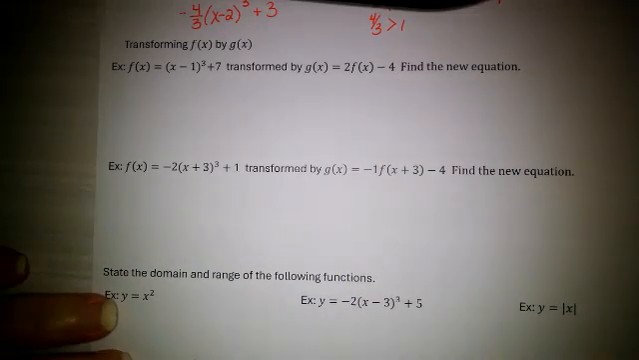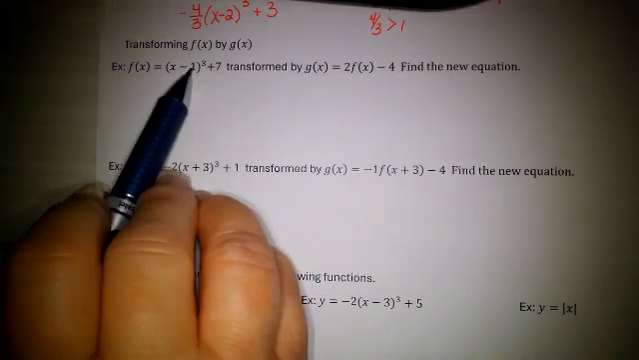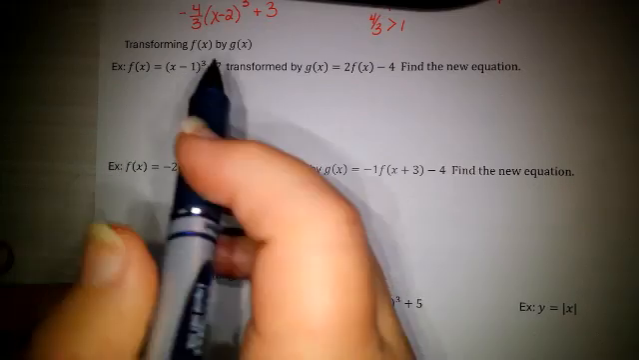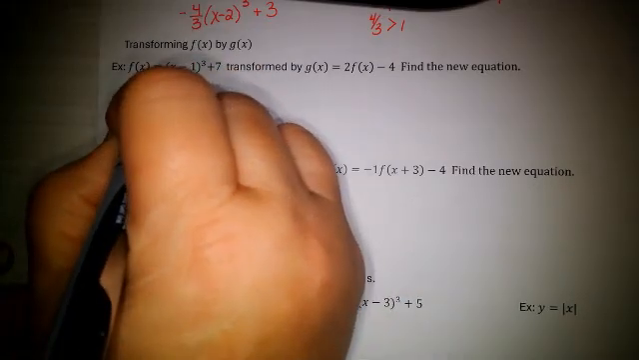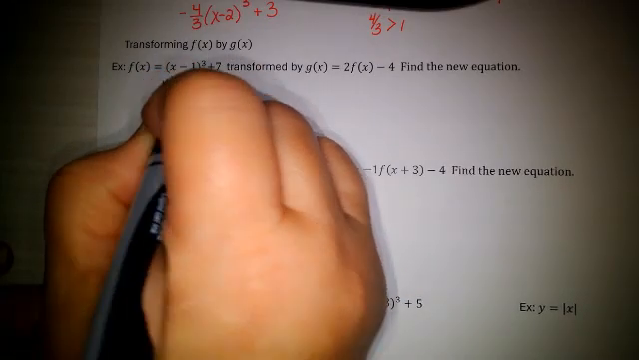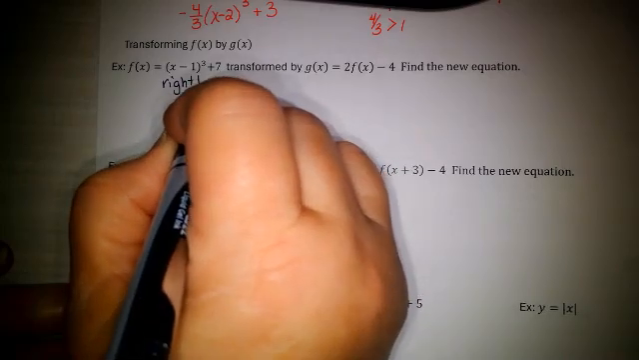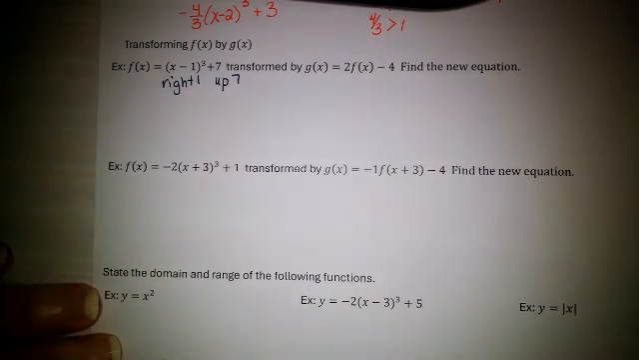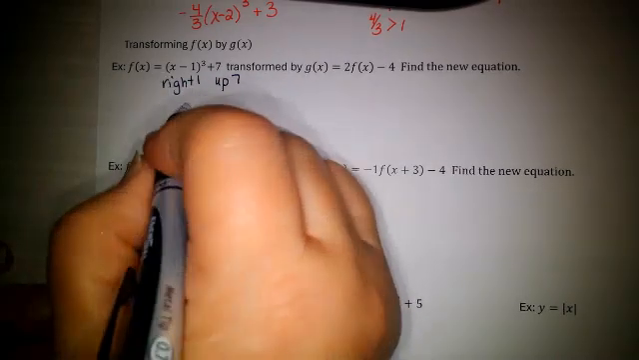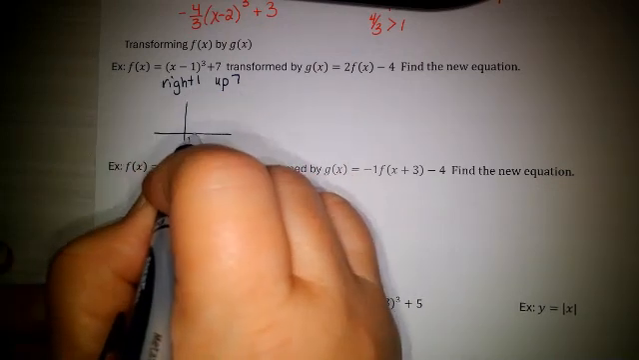So let's think about what's going on here. In this equation, x minus 1 to the third power has moved to the right 1 space. And that plus 7 is going up 7. So that's where we started. Right 1, up 7.